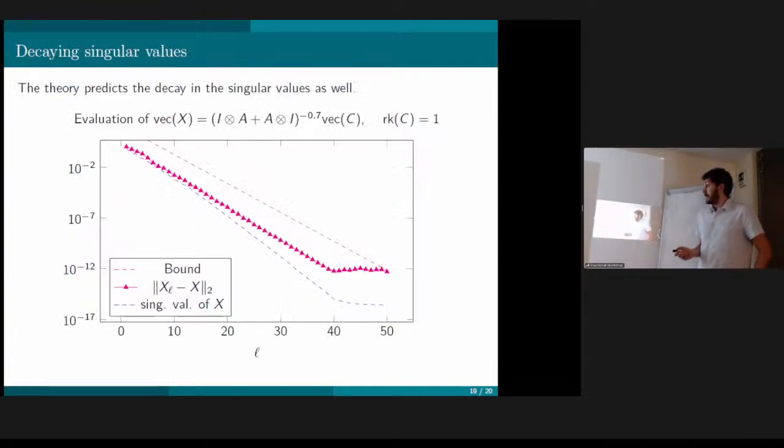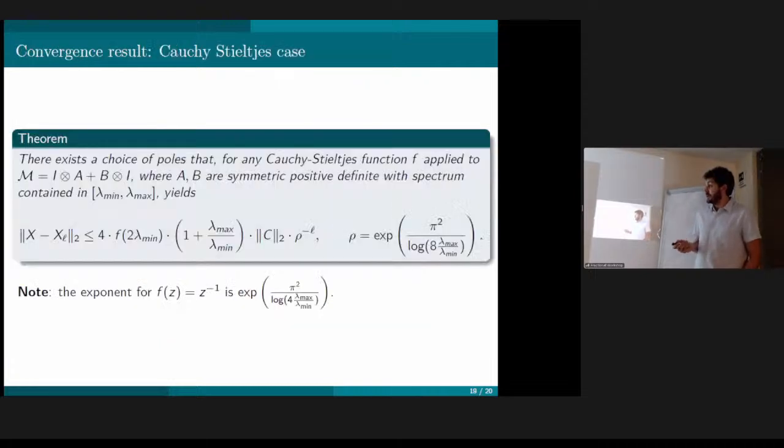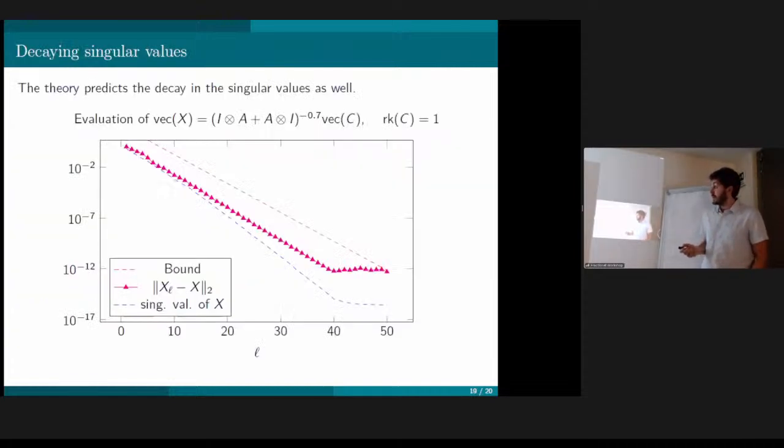Since what you are computing after, let's say, L steps of the rational Krylov method is a solution of rank L times the initial rank of your right-hand side, you can use this bound together with an Eckart-Young argument to say that this is also a bound for a certain singular value. So this bound from the theorem is also a bound for the singular values of X, and you see that it is able to capture the decay in the singular values of the quantity you are computing.